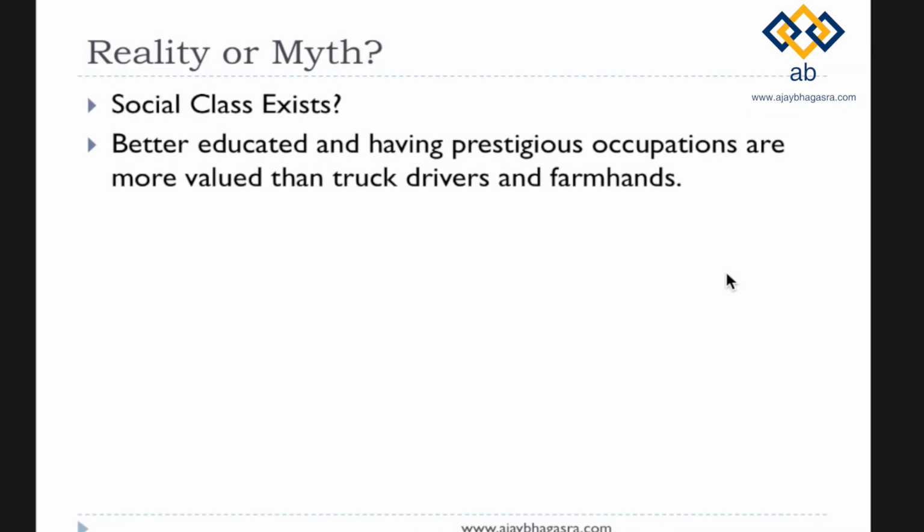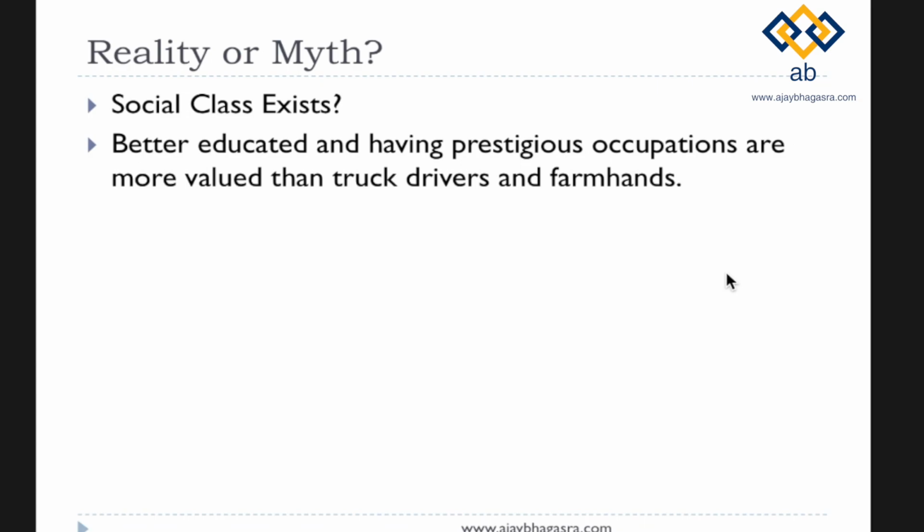Better educated and having prestigious occupation are more valued than truck drivers and farm hands. Even truck drivers and farm hands may have good wealth, so what is their social status or social class? Let me share one more example with this, since you have come up with this. Now, first of all, let me do away with the confusion that they are talking contradictory things.